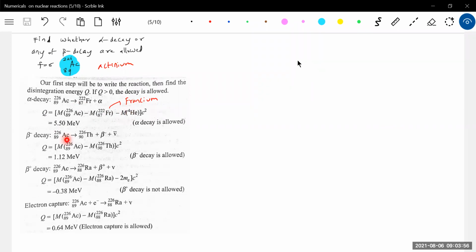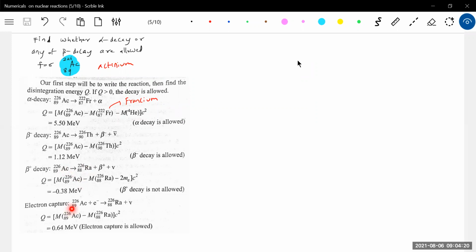Next, this actinium will get converted into thorium. So this one is beta minus decay. I got Q positive, so yes, it is possible. Now look at this: if actinium converts into radium by beta plus decay, I got Q negative, so it will not undergo beta plus decay.